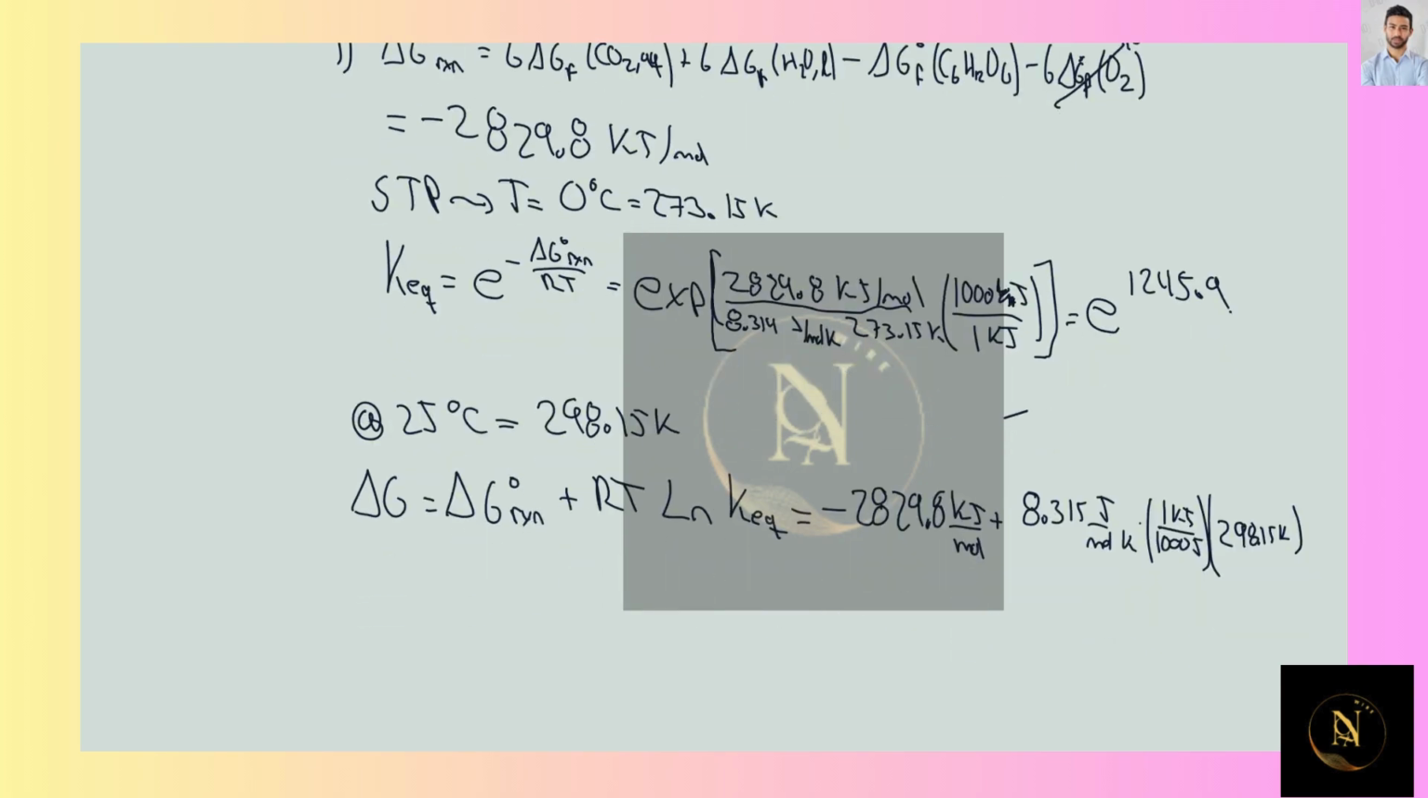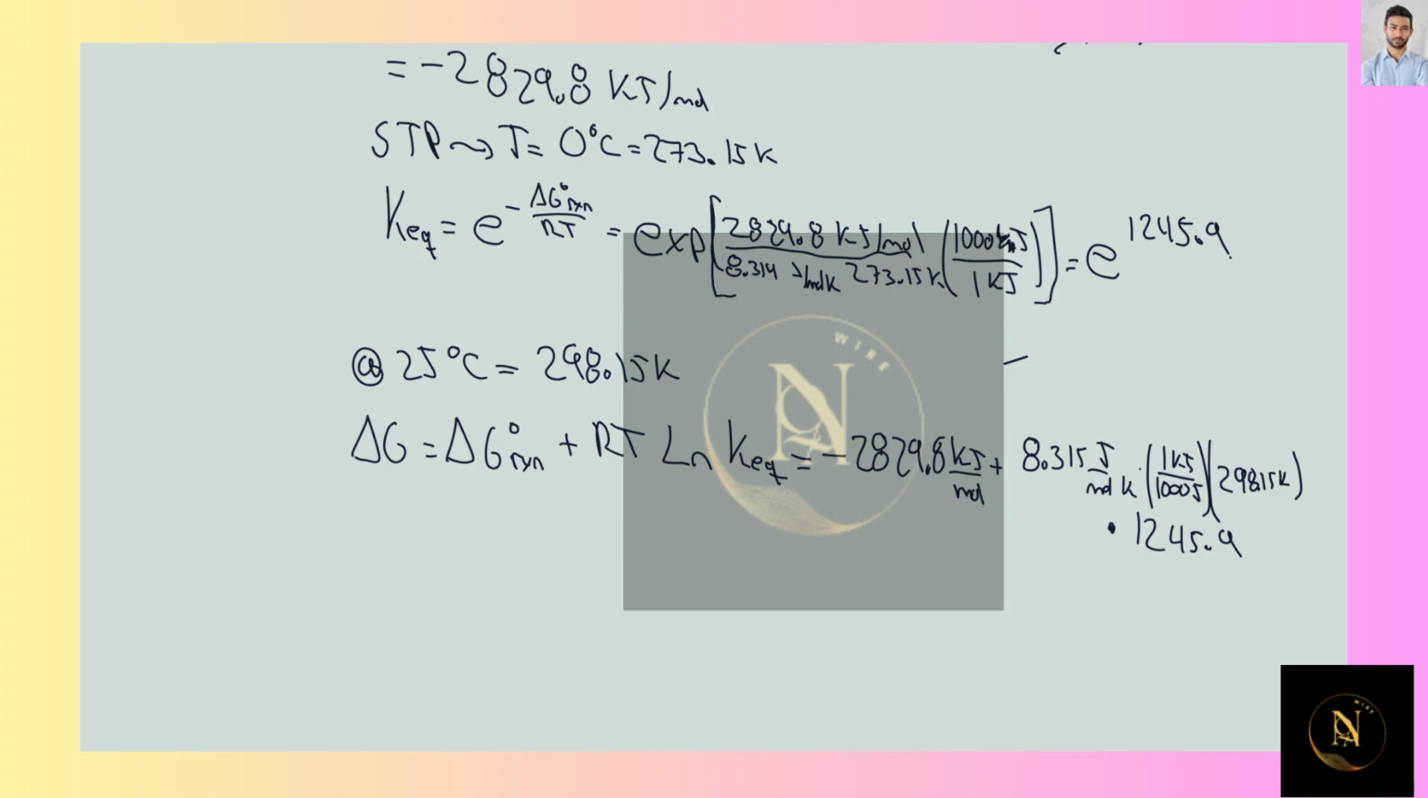Times my logarithm of the equilibrium constant, which, as I mentioned, is, I'm going to put down the multiplication here just for lack of space, 1245.9. So, which gives a delta G equal to 258.9 kilojoules per mole. You can verify here that all of the units are going to cancel out properly, and we're summing things that are kilojoules per mole. And of course, the logarithm of a number is going to be unitless.